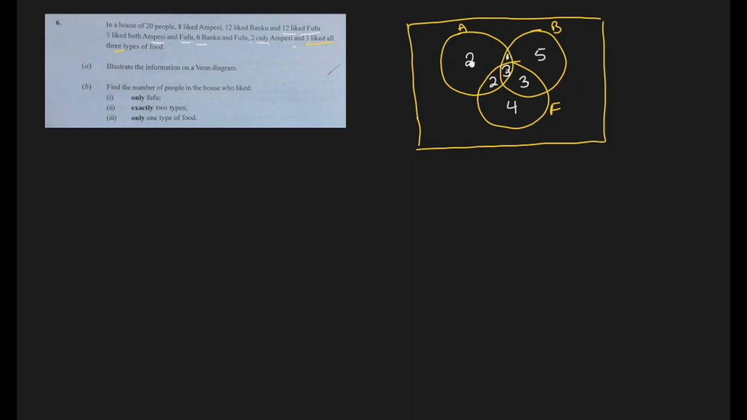Let's see how many total they are. 2 plus 2, 4 plus 4, 8. 8 plus 3, 11, 14, 1 plus 1, 15 plus 5, 20, and they were 20 people. We have completed the Venn diagram, which is the A part. B. Find the number of people in the house who liked only fufu. Now, since the Venn diagram is ready, we can easily answer number 1. Only fufu. Only fufu is 4 people.